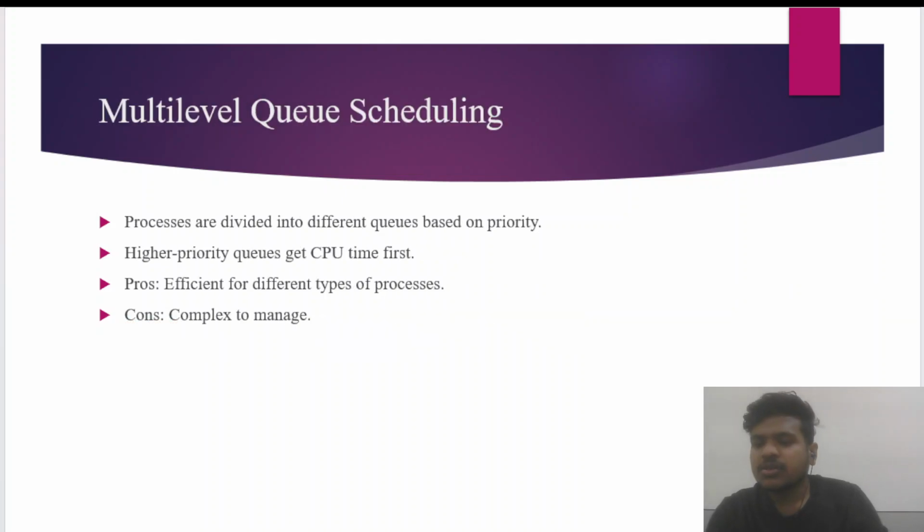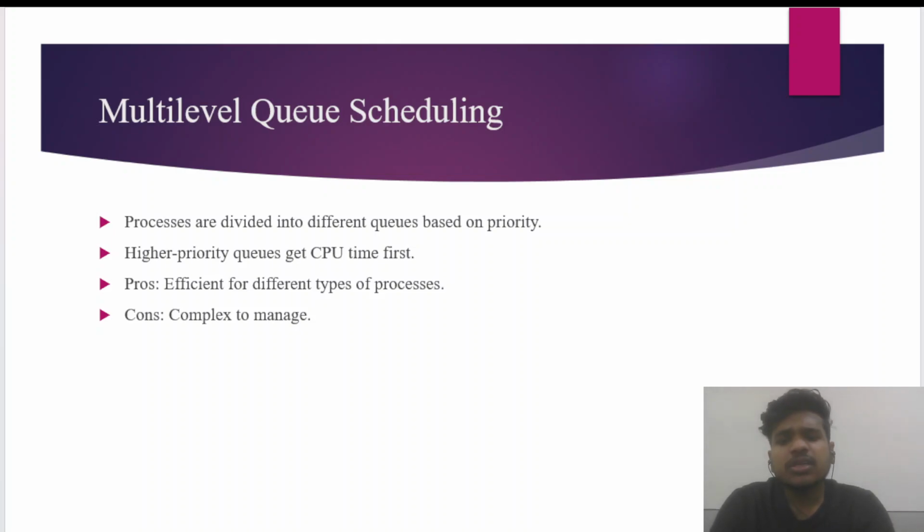Then, after this, we have multi-level queue scheduling. Multi-level queue scheduling means that the processes are divided into separate queues based on priority, that is, system, interactive, and batch operating systems. We have learned about the types of operating systems in the very first lecture. So the processes are divided into separate queues based on the type of operating system. Then the higher priority queues get the CPU time first.